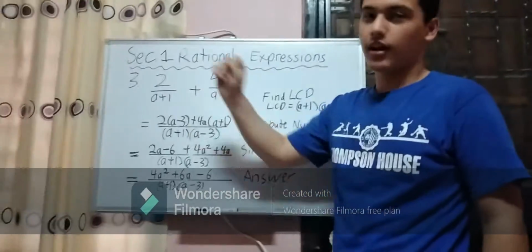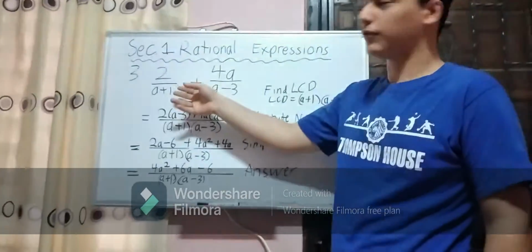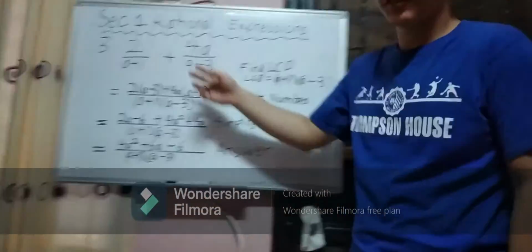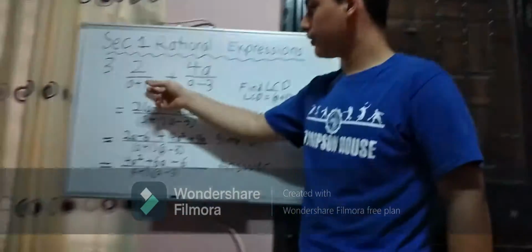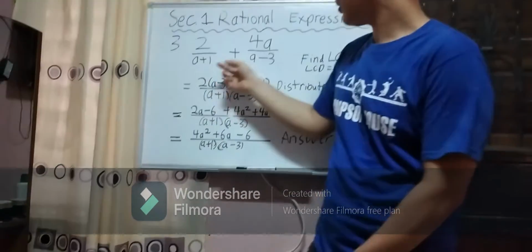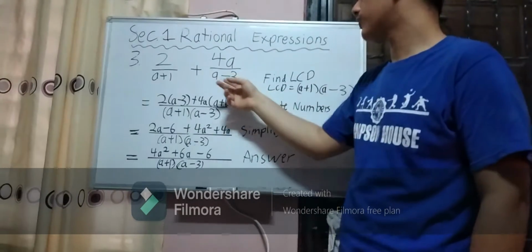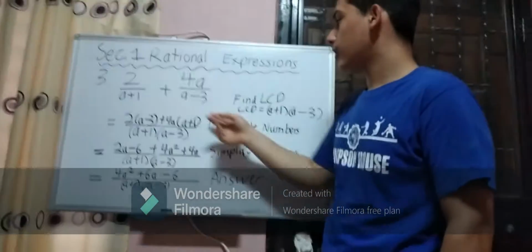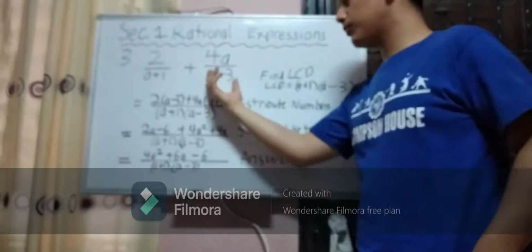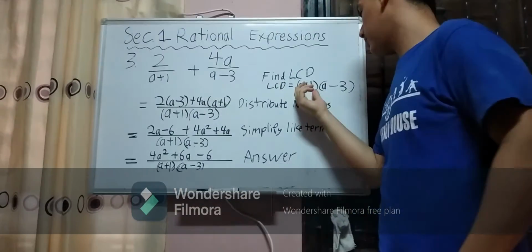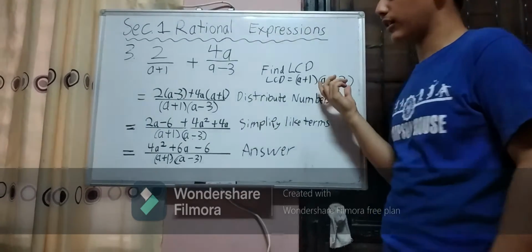I picked question 3 specifically because of how easy it was, and this is the question: 2 over a plus 1 plus 4a over a minus 3. First step to this problem is finding the LCD. For this, the LCD would be the two denominators, a plus 1 and a minus 3.